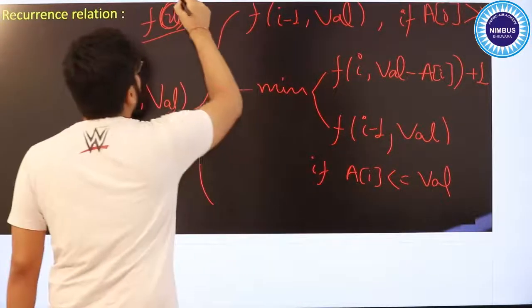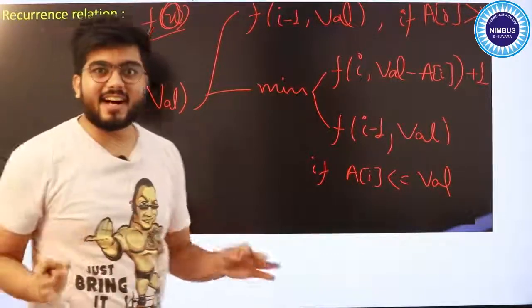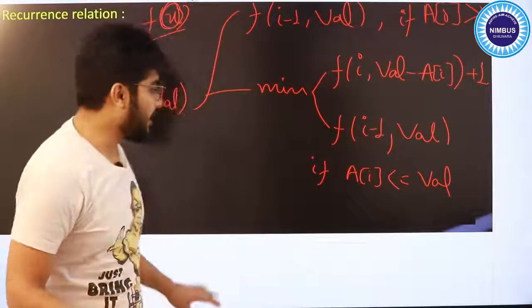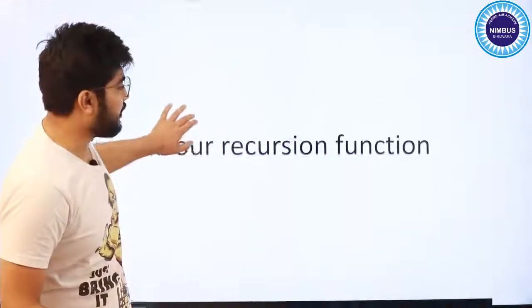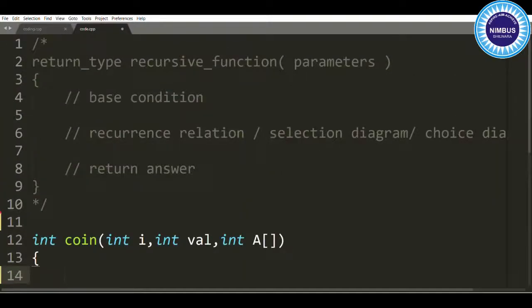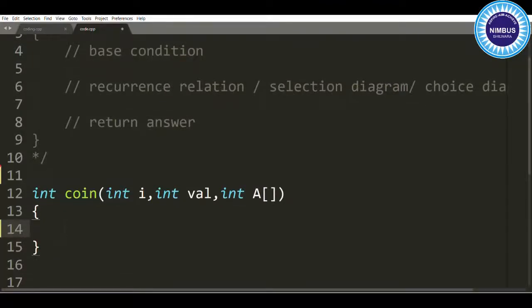ठीक है, simple. Okay, next thing is once we have written our recurrence relation, then we want to write our recursion function. ठीक है, so we'll start writing a recursion function. तो दोस्तों, you know the basic structure of recursive function. First we have to write a base condition, then a recurrence relation or a selection diagram, and then finally we have to return the answer. Okay, so let's look at the parameter.